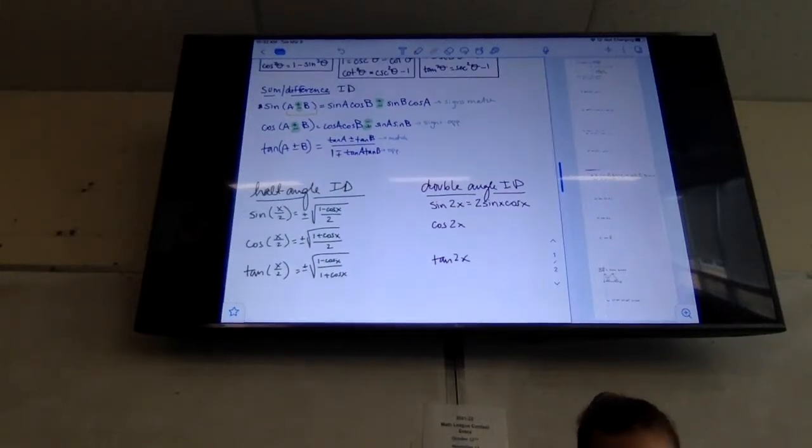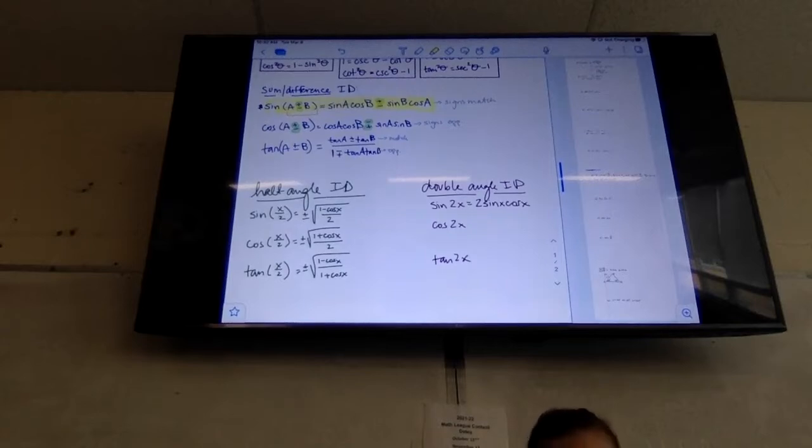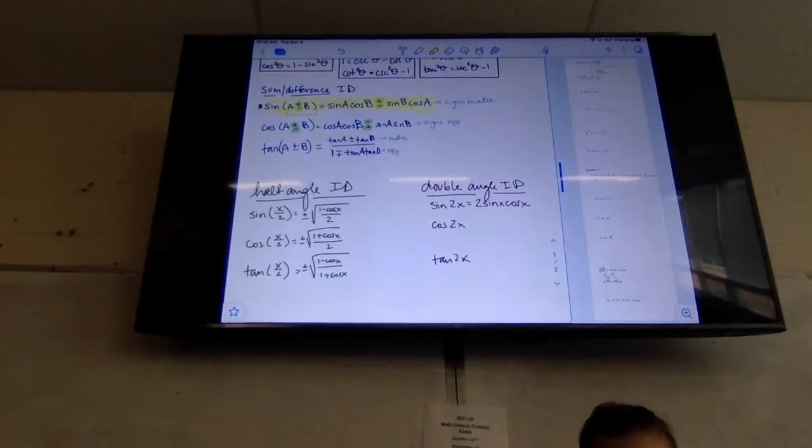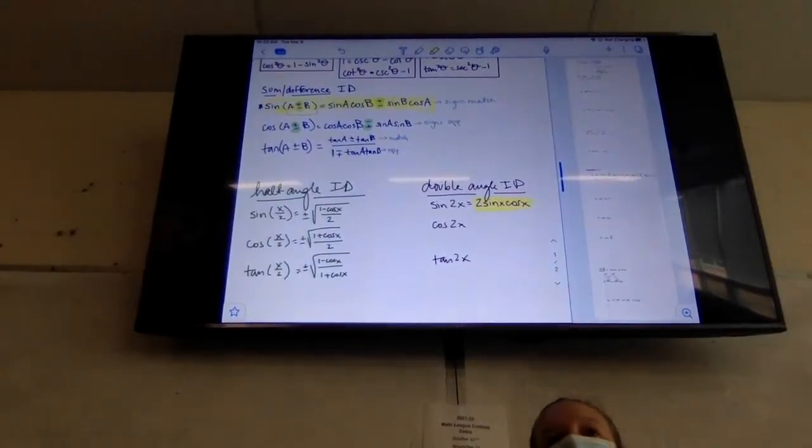If you remember, sine of a plus b has sine of a times cosine of b plus sine of b times cosine of a. But if we happen to have the same angle, so if a and b were the same, that would be sine of something times cosine of that same thing plus sine of something times cosine of that same thing. So if I have the same angles for a and for b, then it would simplify down to here. So I think that's kind of cool and interesting.